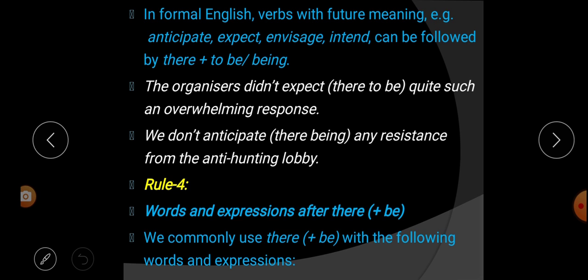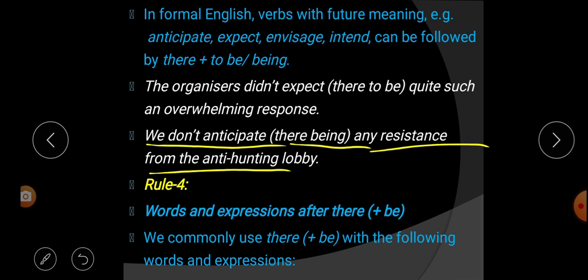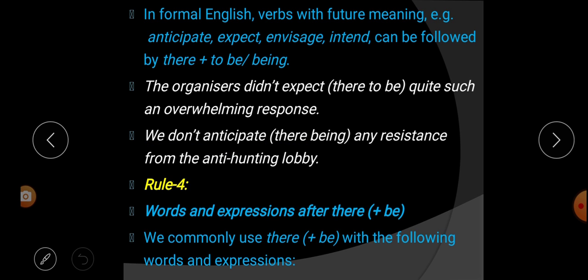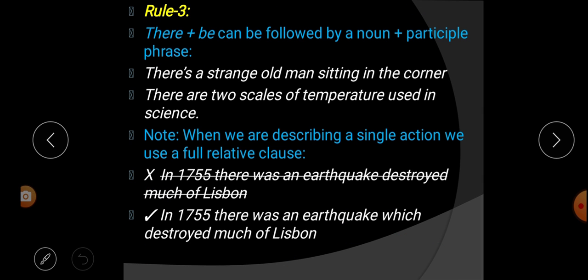Next example: we don't anticipate there being a resistance from the anti-hunting lobby. What happened here? The future meaning word anticipate is used, that's why we have used there plus being. So this is rule number 3. That means there plus be can be followed by a noun plus participle phrase.